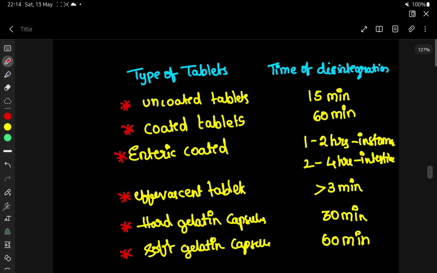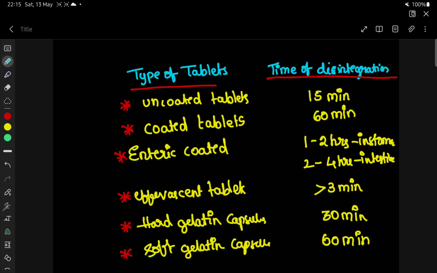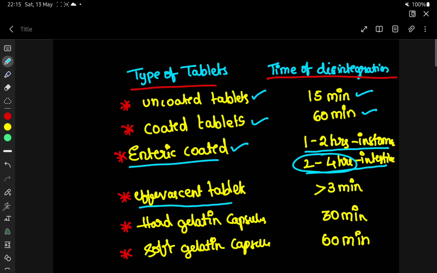Here, see different tablets and their disintegration time. For uncoated tablets, it is 15 minutes. Coated tablets, 60 minutes. Enteric coated tablets, 1 to 2 hours in the stomach and 2 to 4 hours in the intestine, which increases the absorption in the intestine. Those drugs which are acid labile can be manufactured as enteric coated tablets. For effervescent tablets, it is less than 3 minutes. Hard gelatin capsules, 15 minutes. And for the soft gelatin capsules, it is 30 minutes.